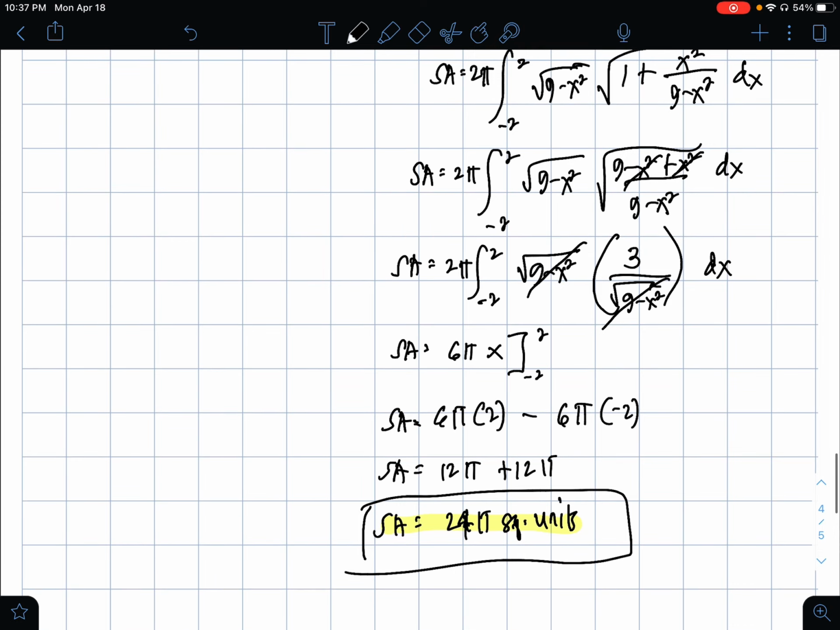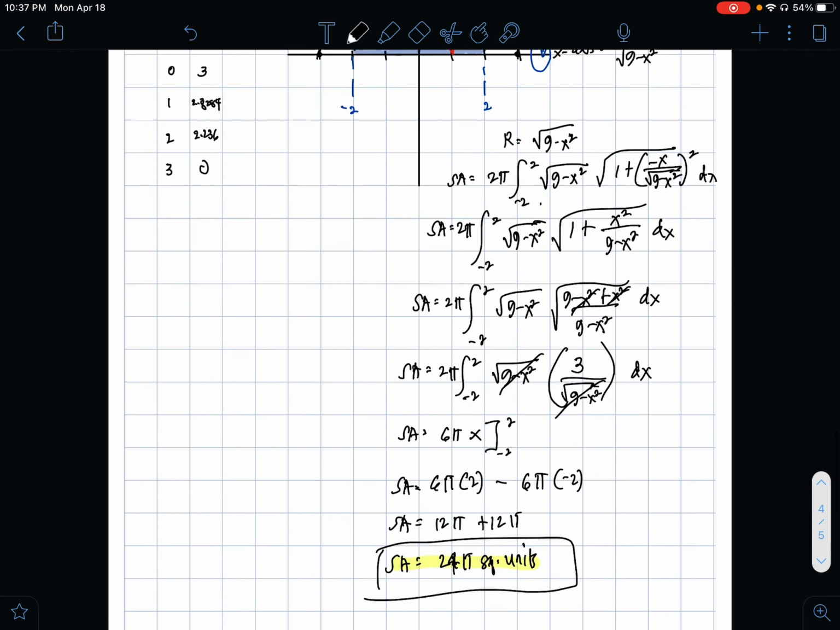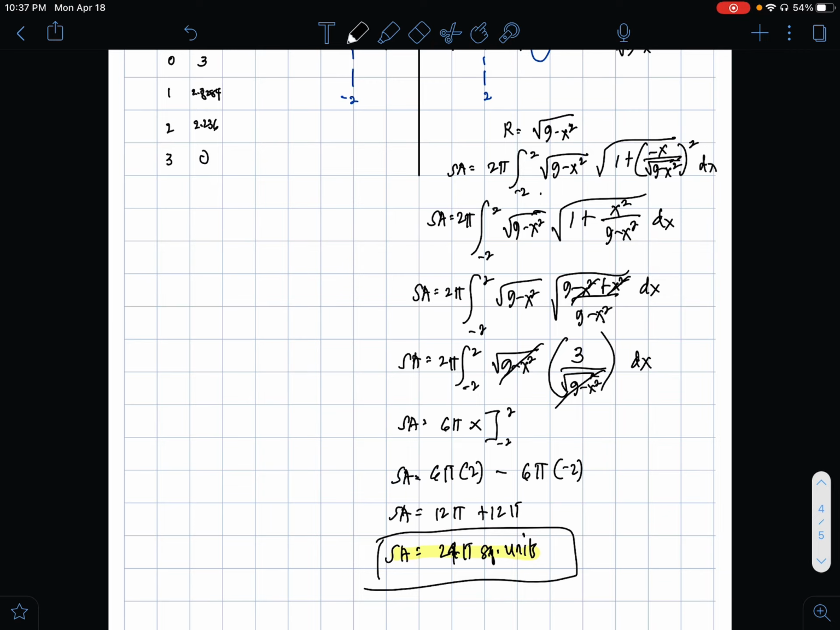And yeah, that's it for our examples for the length of curve and the surface area of revolution. If you have any questions, please let me know.